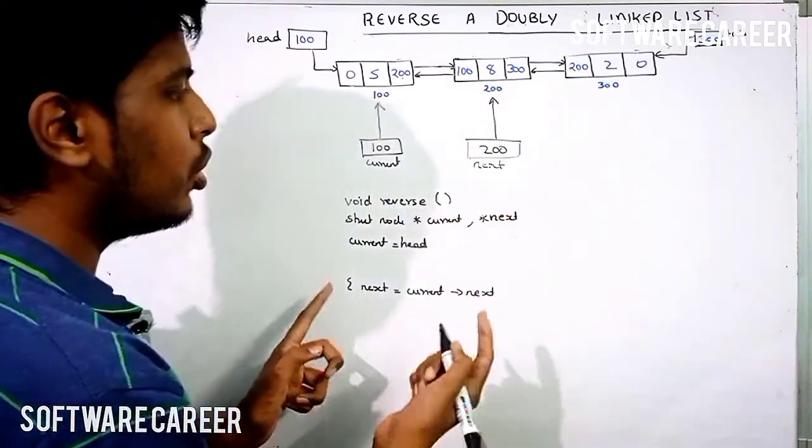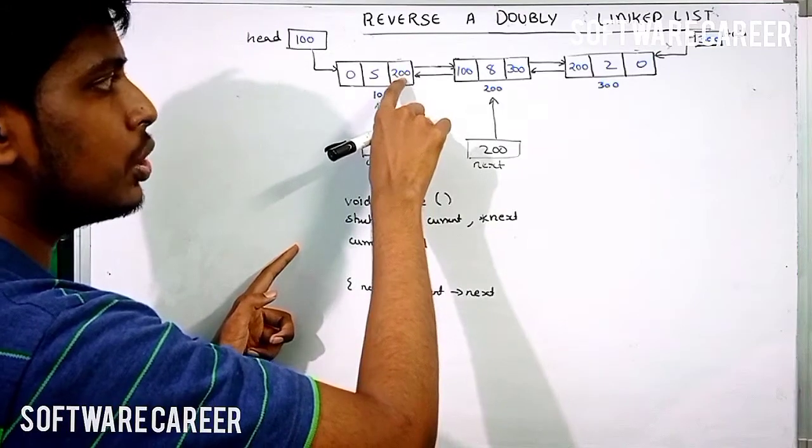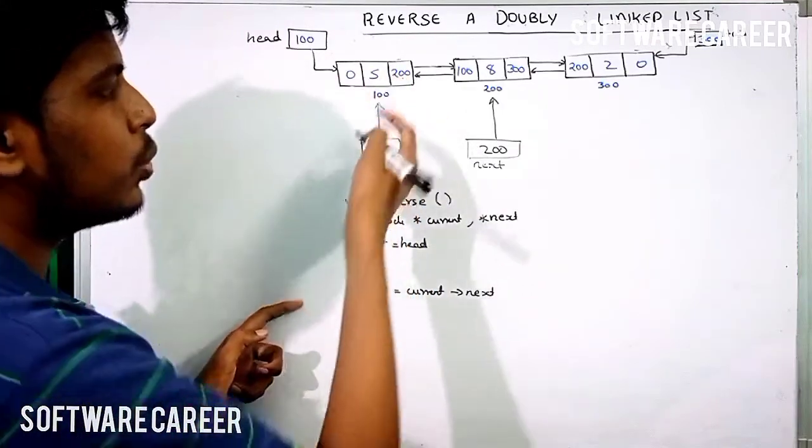Now see, now what should you do? Now you should reverse this. You should swap these two pointers. So I am swapping it. See here.